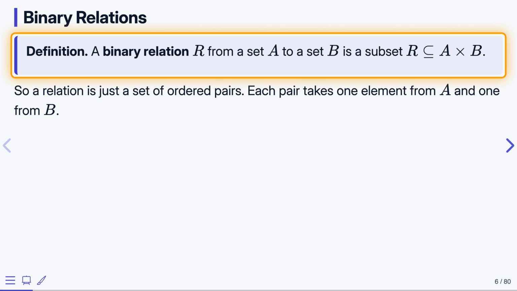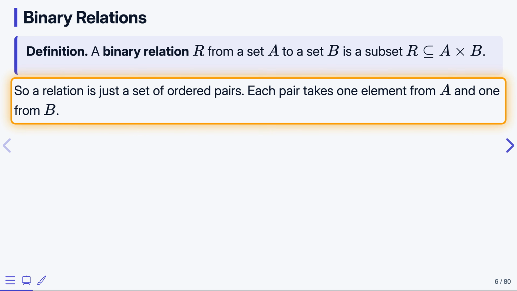Let's start with the main definition. A binary relation R from a set A to a set B is a subset of A cross B. That means R is just a set of ordered pairs. Each pair takes one element from A and one element from B.